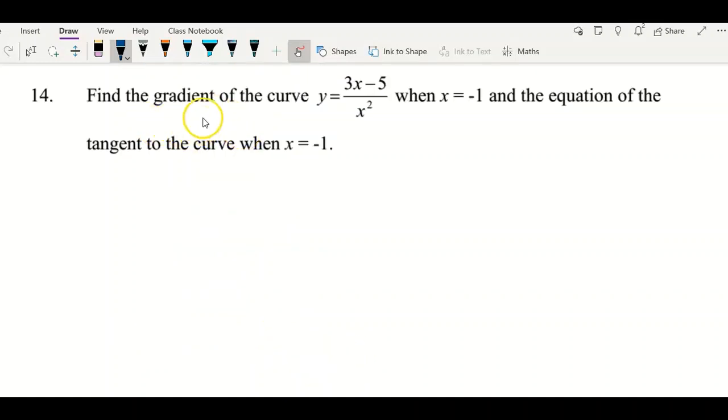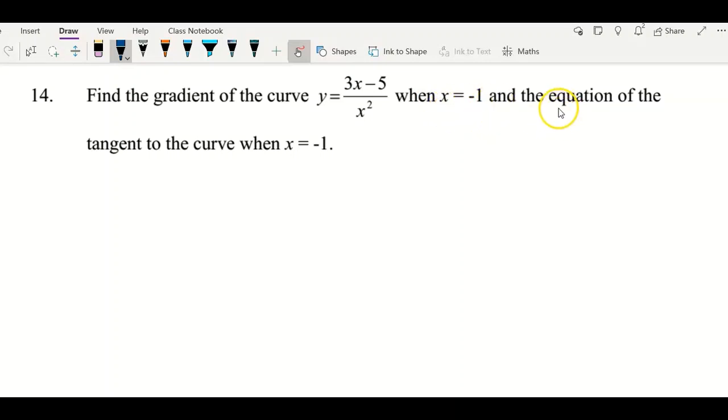Question 14 is a simple question. It just asks you to find the gradient of the curve when x equals negative 1. Meaning that you need to find dy/dx, then substitute x equals negative 1 into your dy/dx. That will be the gradient at x equals negative 1.